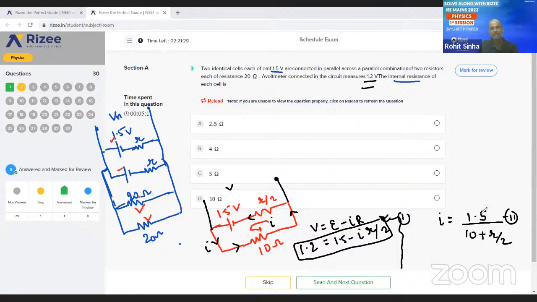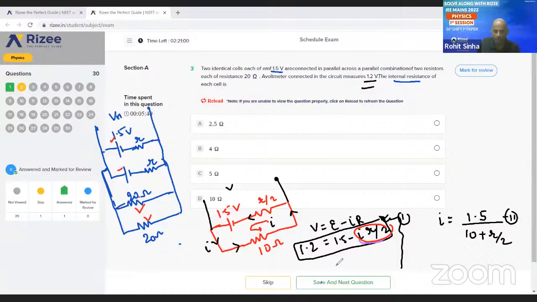But I think you will take some time solving this question using such a method. What smart method will you use? You should do it like this. Smartly, find the value of I into R by 2 from here. Just multiply here and put the value.